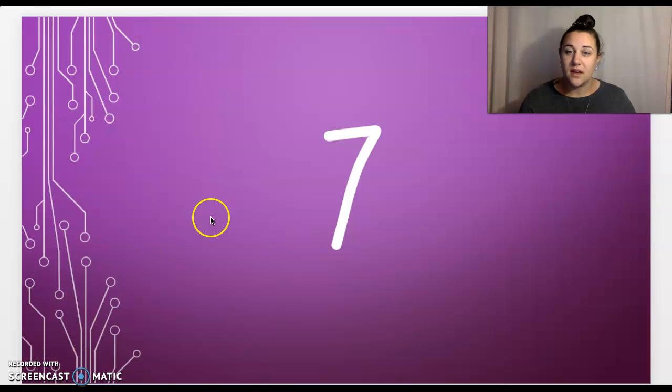Okay, let's get started. So I have here 7. We this week have been working on multiplying by which number, friends? 7. Awesome job. So when we are skip counting by a number, we always have to start with that number. So what number are we going to start with? 7. Awesome job.